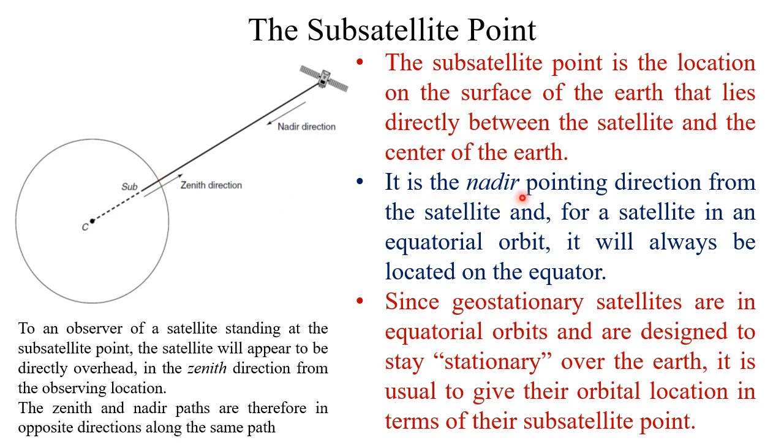It is the nadir pointing direction from the satellite, and for a satellite in an equatorial orbit, it will always be located on the equator. So to an observer of a satellite standing at the subsatellite point, the satellite will appear to be directly overhead in the zenith direction from the observing location. The zenith and the nadir paths are therefore in opposite directions along the same path. So this is the nadir direction, and from this point, this is the zenith direction.